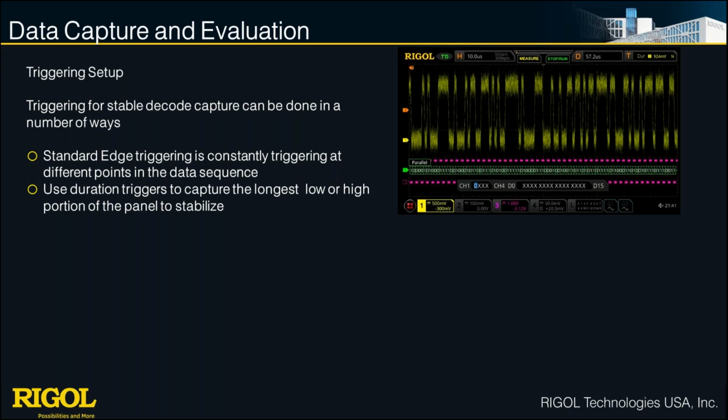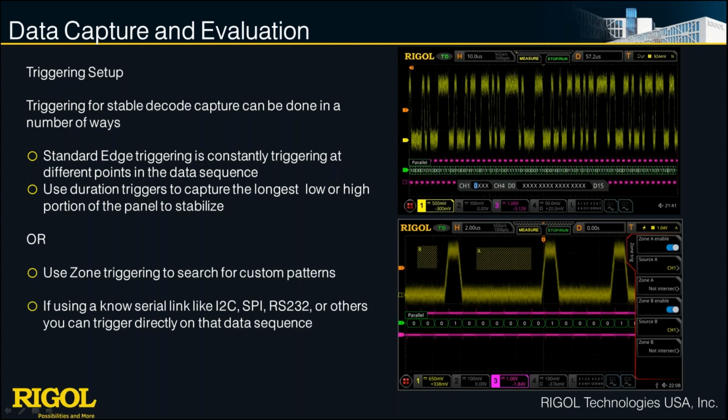So edge triggering isn't the right way to do it, probably. There's a couple different ways we can set this up. Here we're using a duration trigger. We've set a duration just off the left side of the screen, where there's a wide low bit. So we've captured the widest low sequence, and that allows us to synchronize so that, as you can see, we're always capturing the same set of bits in the parallel bus here.